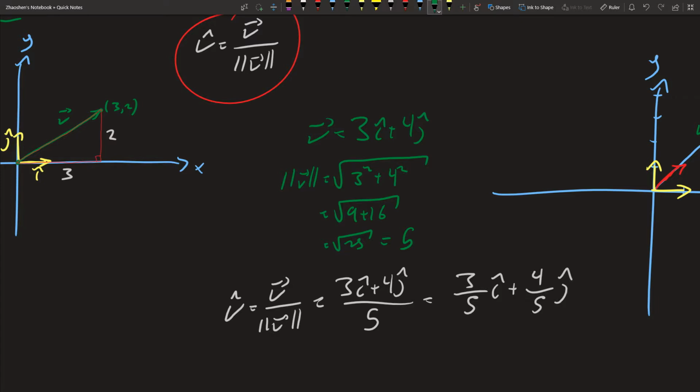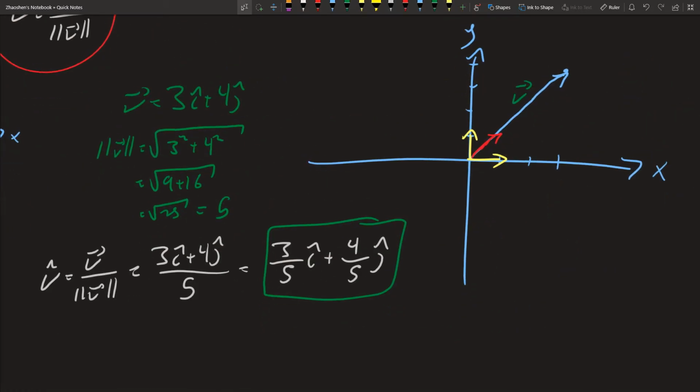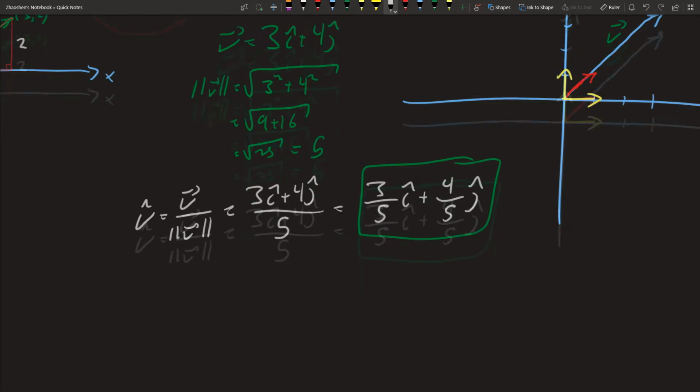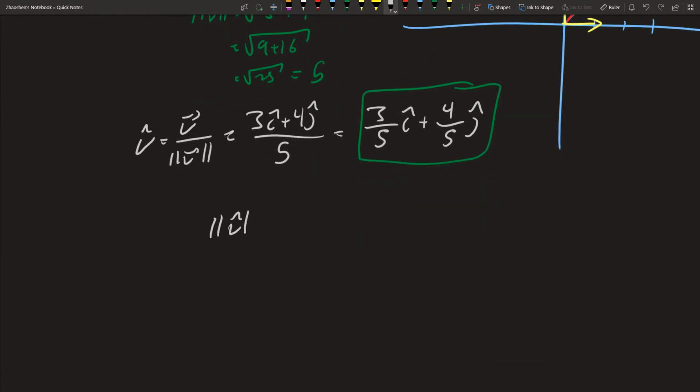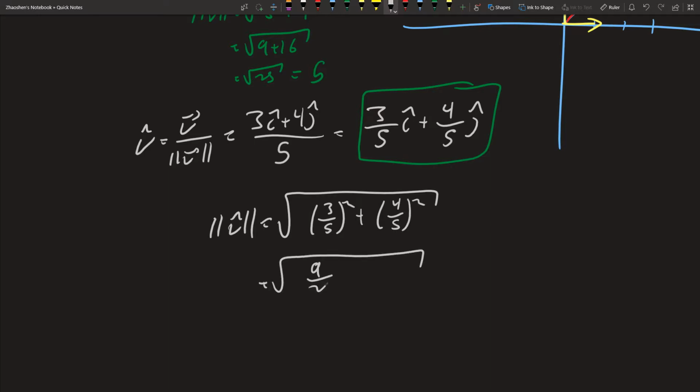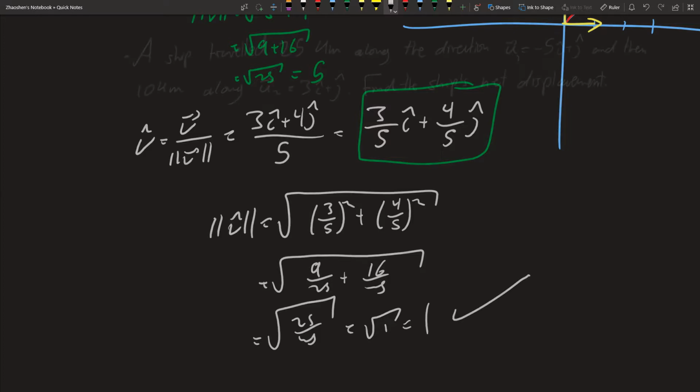This is the unit vector in the direction of v. We can even check. Let's find the magnitude of this. The magnitude of the unit vector, we know it's 1, but let's check. It's equal to the square root of 3 over 5 squared plus 4 over 5 squared, equals the square root of 9 over 25 plus 16 over 25, equals the square root of 25 over 25, equals the square root of 1, equals 1. The magnitude of any unit vector is 1. That means our answer is correct.